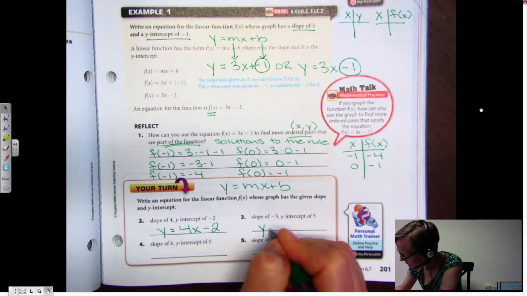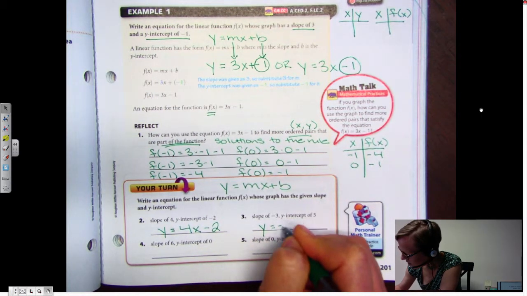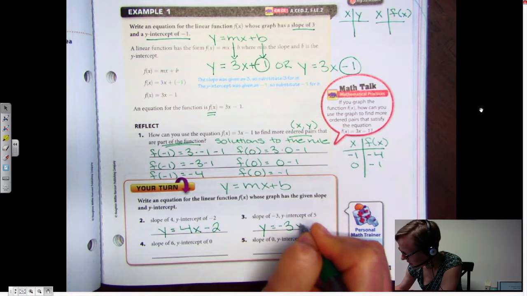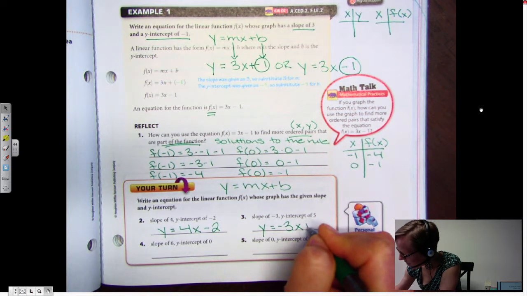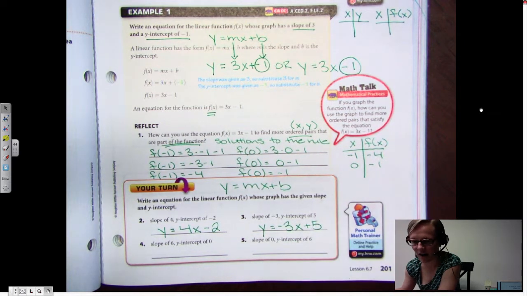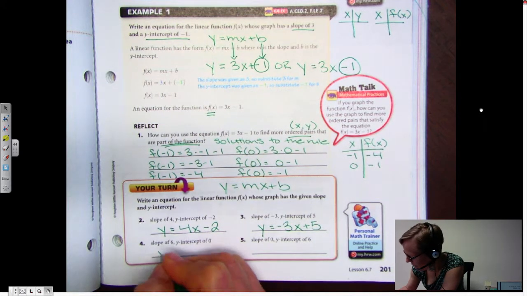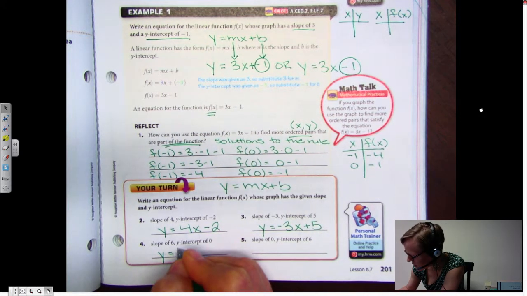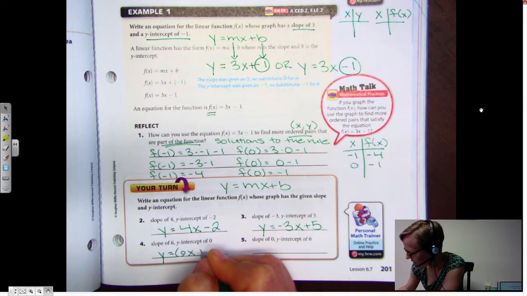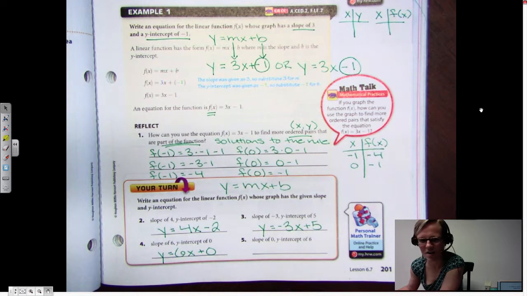Number 3, slope of negative 3 and an intercept of 5. So the y value is always equal to the slope times the x value, and the intercept is at positive 5. Number 4, the y value equals slope is 6 times my x, and then there's an intercept of 0. So I would start with that, but then my final answer, I would just eliminate the 0 since 0 is 0.